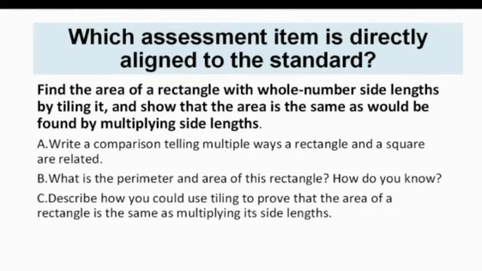Would it be A, write a half-page essay describing how a rectangle and a square are related, B, measure the pictured rectangle using a ruler and determine its area, or C, represent graphically a process to prove that this rectangle's area is the same as multiplying its side lengths? If you chose C, you are correct. The others relate to rectangles but are not thorough enough to determine the item is aligned to this specific standard.